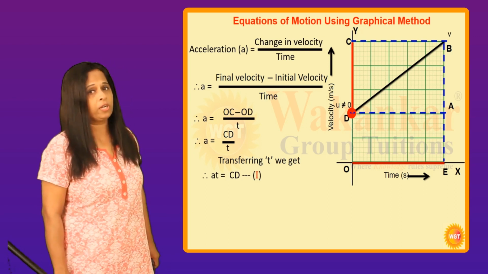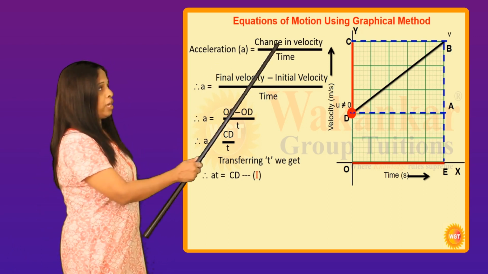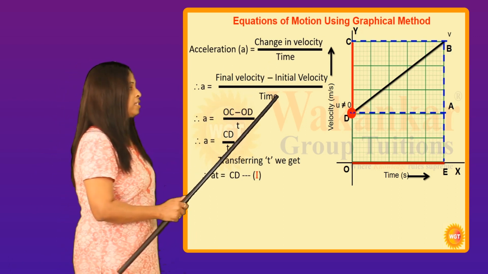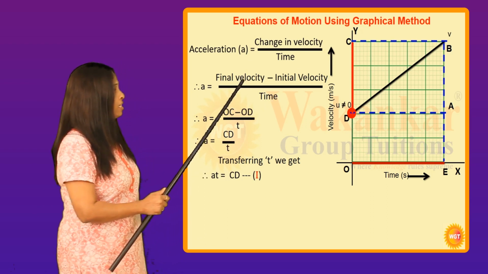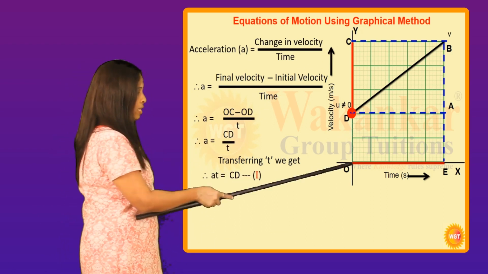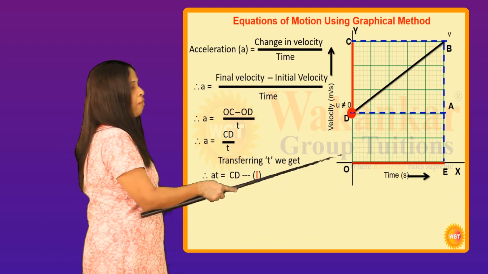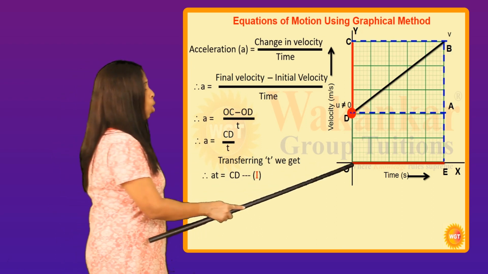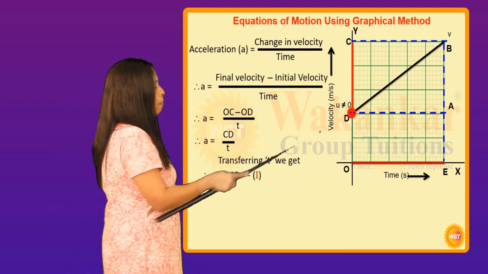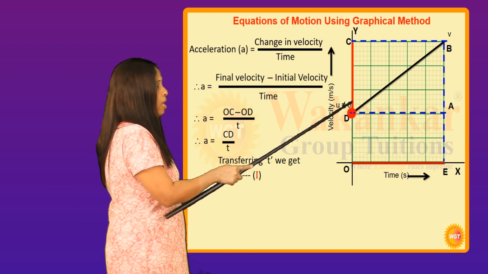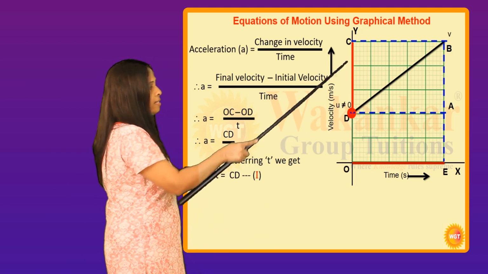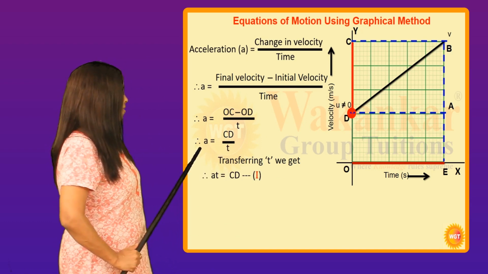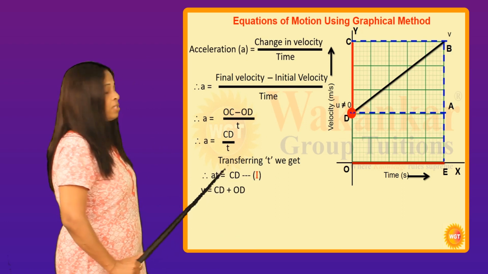I repeat one more time. Acceleration is change in velocity upon time, which is final velocity minus initial velocity upon time. Final velocity in the graph is OC. Initial velocity in the graph is OD, upon time t. OC minus OD, remaining is only this part, that is CD. So I wrote CD upon t. I transfer t to left side. I get at equal to CD.